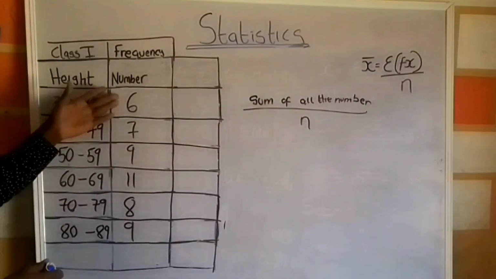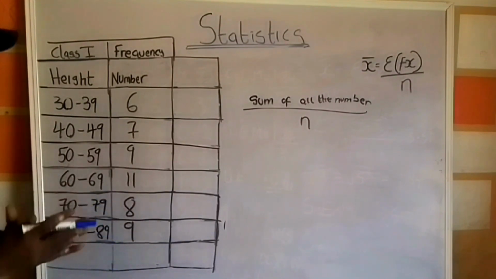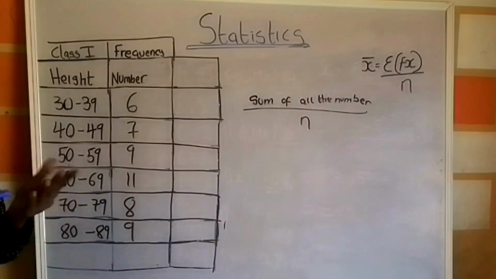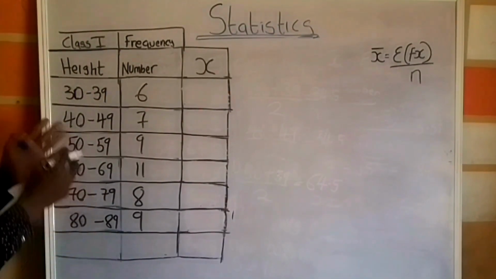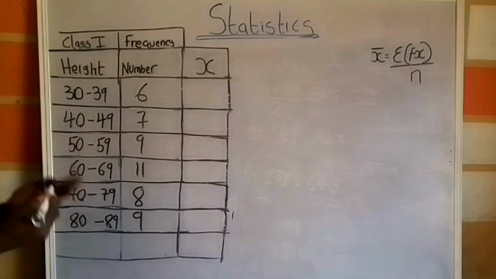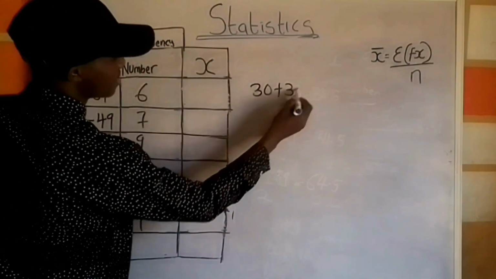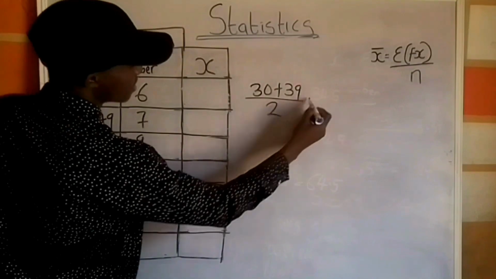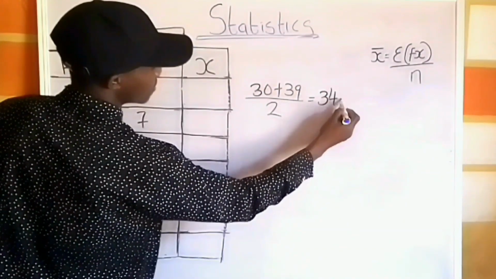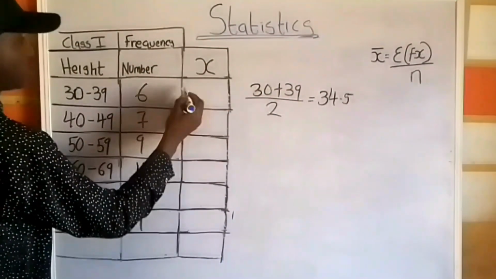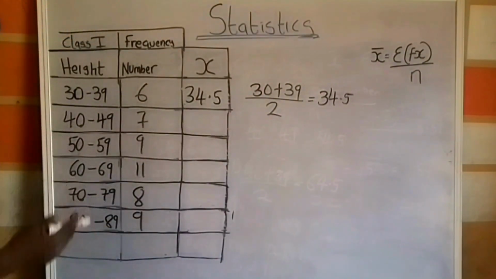Don't forget that we have known the value of frequency. Now, how do we calculate the value of x? The value of x is calculated by finding the midpoint of each class interval. Now, to get the midpoint of 30 and 39, I'm going to add 30 and 39 and divide it by 2. So 30 plus 39 divided by 2 is 34.5. So that is how I'm going to get the value of x.